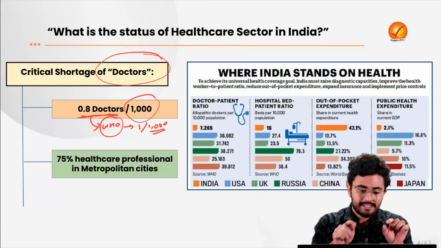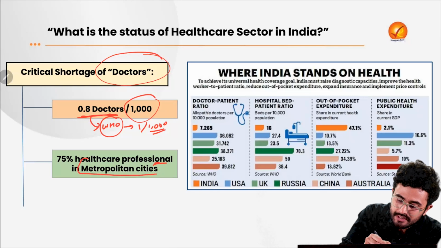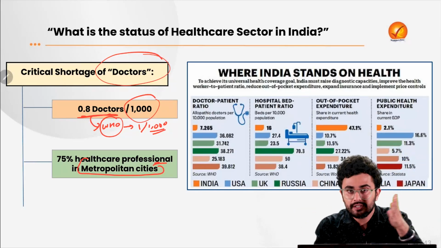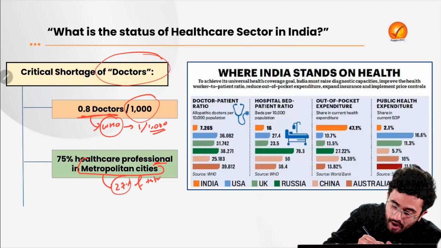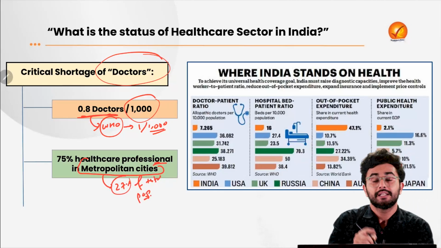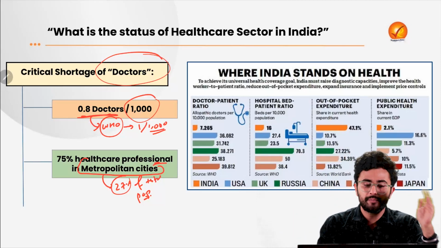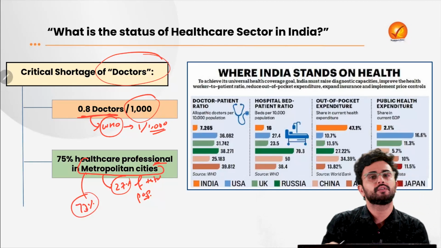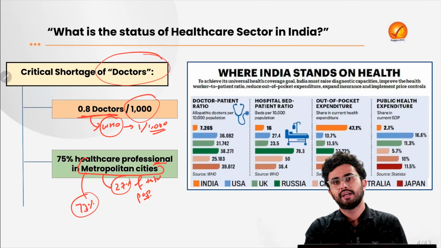Keep this in mind that 75% of these healthcare professionals actually reside in metropolitan cities. And these metropolitan cities, as per the Niti Aayog report, only cater to 27% of our total population. That means we have 75% of the doctors treating 27% of the population. What about the remaining 73% of the population? Specifically the population which is living in the rural areas.